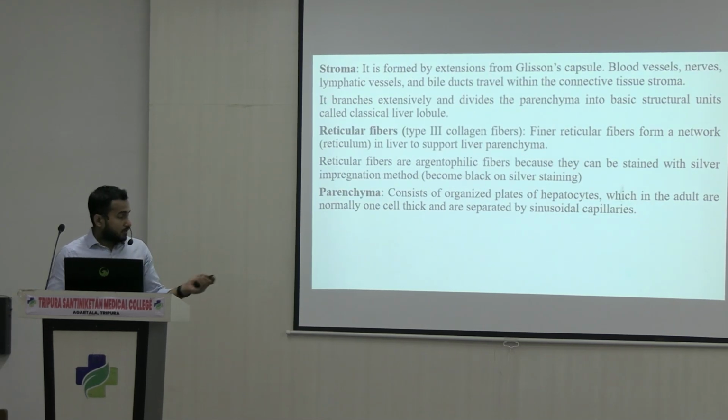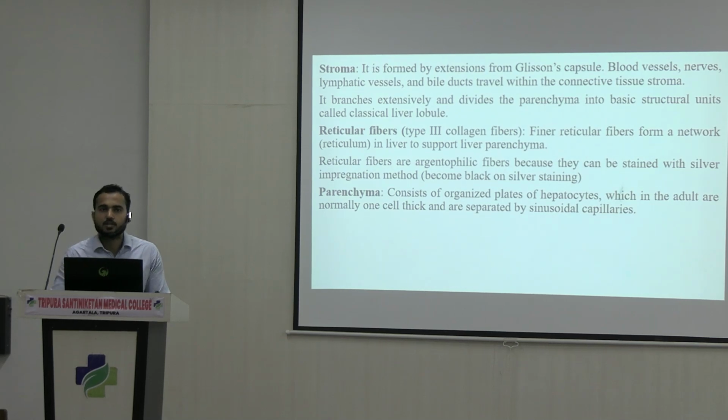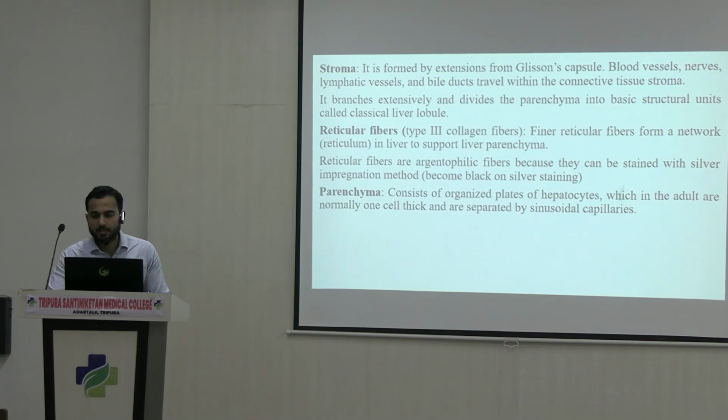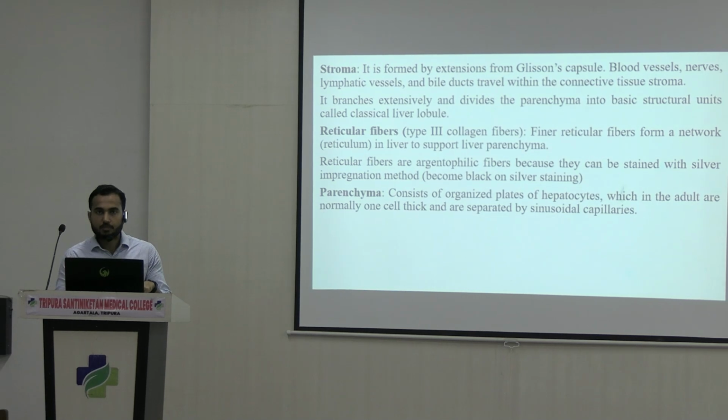Okay, now in case of liver, as I said, two parts are there. What are these? Stroma and parenchyma. Now if you see the stroma, as I said, first of all the Glisson's capsule will be there. Blood vessels, nerves, lymphatics, bile ducts travel within the connective tissue stroma. Okay, now it will extensively branch and divide the parenchyma.